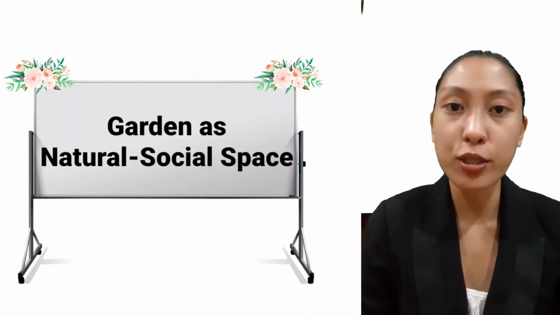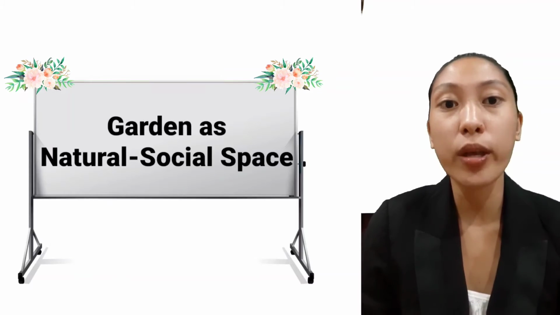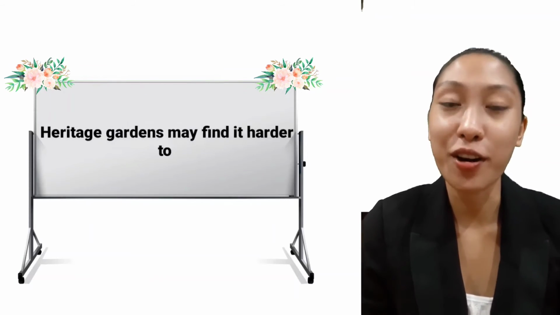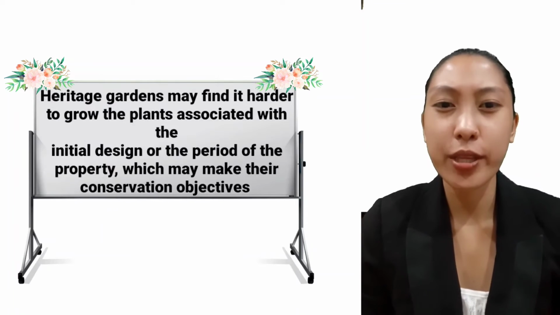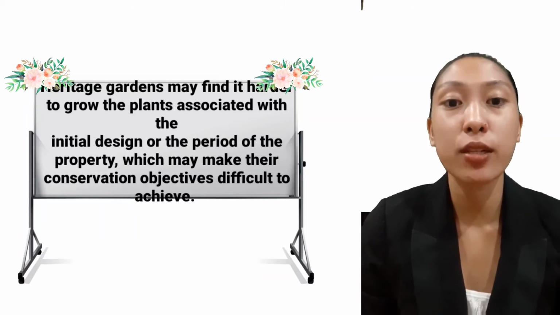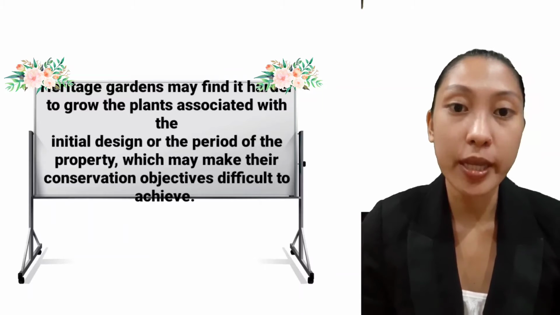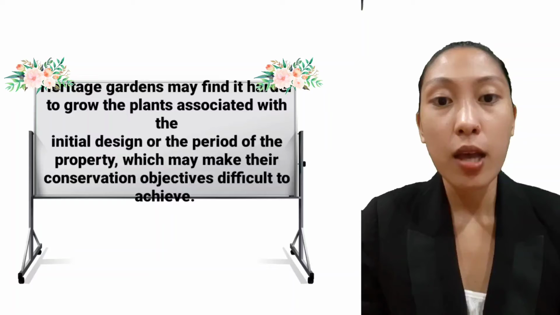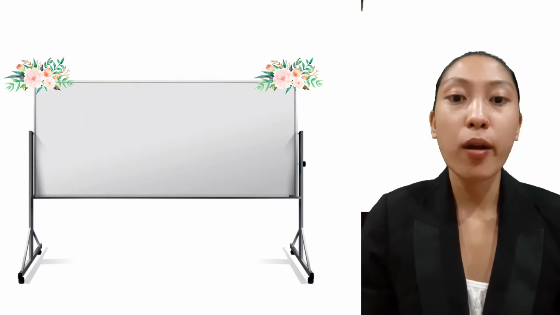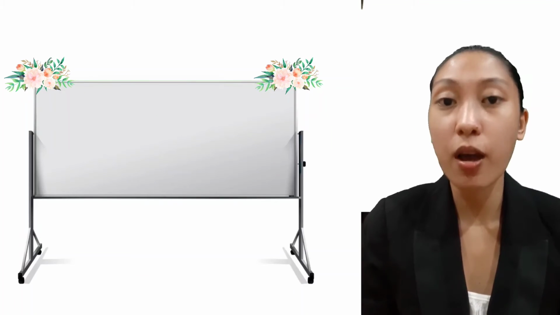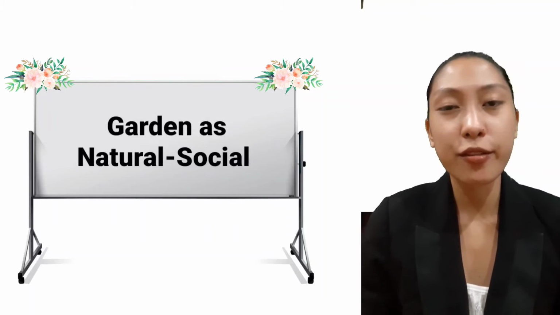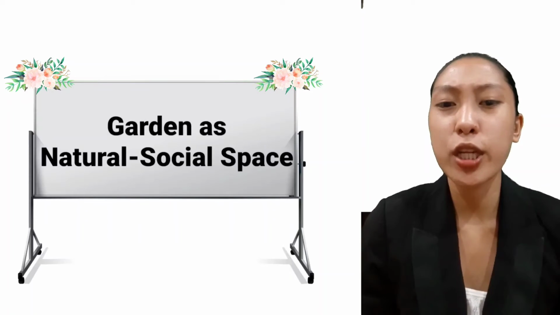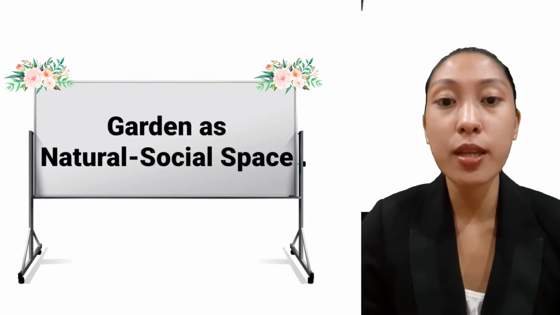A further 20,000 trees were destroyed overnight at Wakehurst Place in Sussex. So heritage gardens may find it harder to grow the plants associated with the initial design or the period of the property, which may make their conservation objectives difficult to achieve. So less predictable weather may also result in greater fluctuations of income for owners, making investments in the garden more problematic. So more immediate impacts may come from the visitor's behavior.